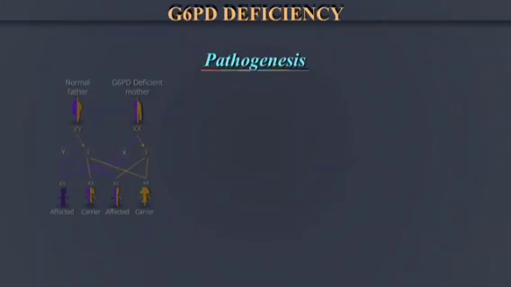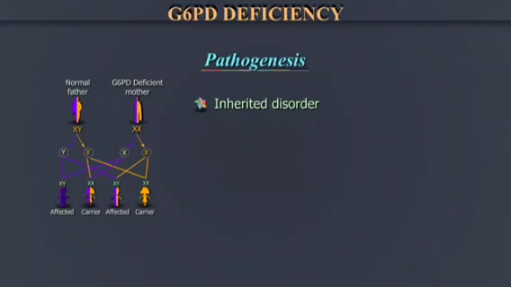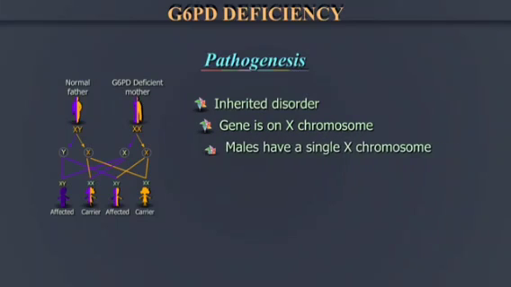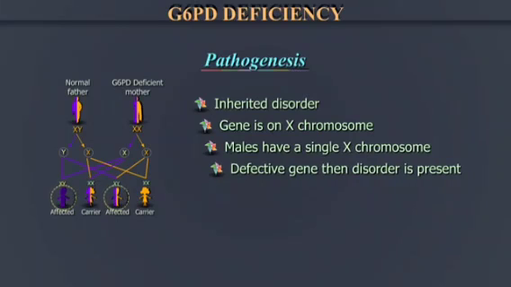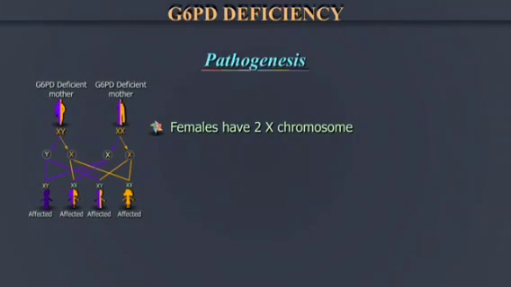It is most commonly found in persons of African, Asian, Mediterranean, or Middle Eastern descent. Pathogenesis. G6PD deficiency is an inherited disorder, the gene for which is on the X chromosome. Since males have a single X chromosome, if it is defective, the disorder is present. Therefore, G6PD deficiency is more common in males.